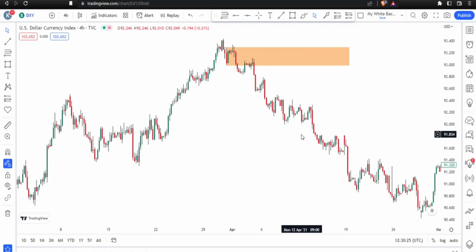Hello everyone, in this video I want to show you one of my secret smart money concepts for finding trade entries. I'm going to show you how to spot them live on your chart, and then how you can properly use them and take trades almost every day. They are called mitigation blocks.